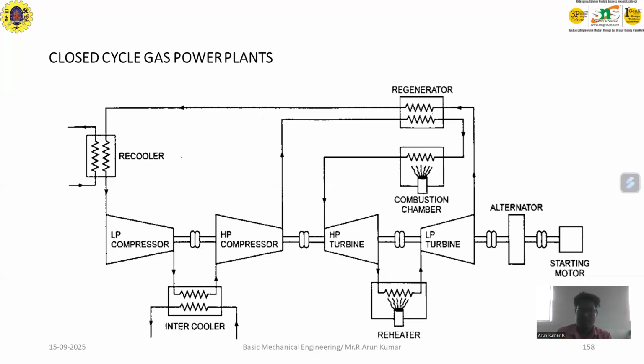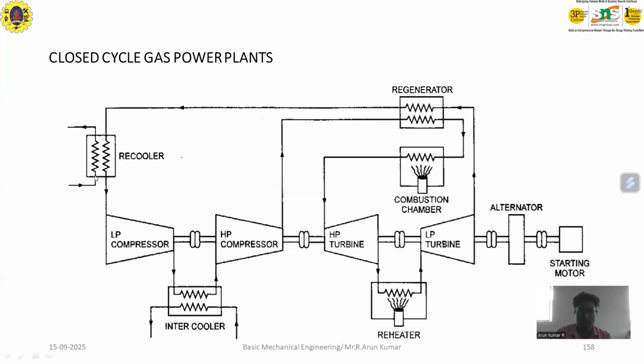Okay, so these are the main components. One cycle can be processed through one end side of the combustion chamber, and the other end can be returned to the low pressure. Again, the process can be continued. So here I have to start from the recooler.